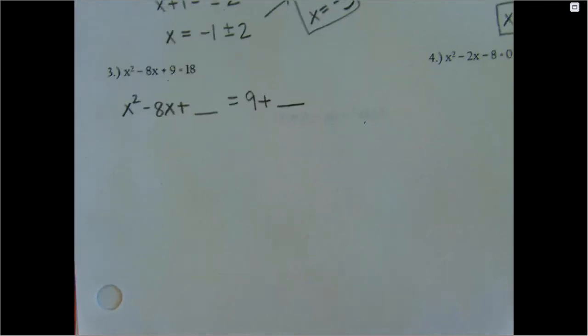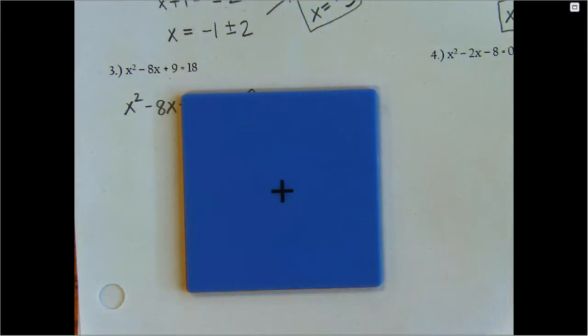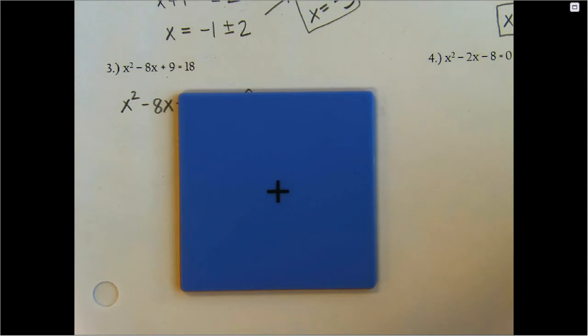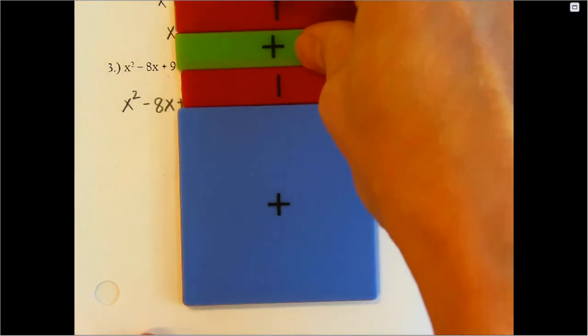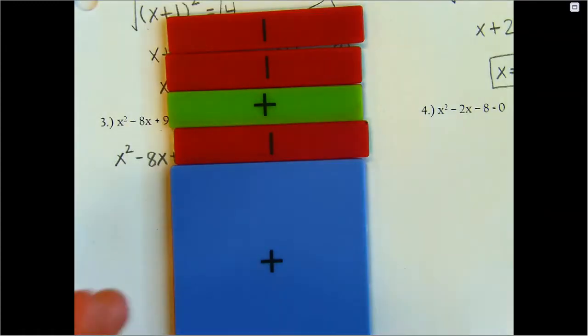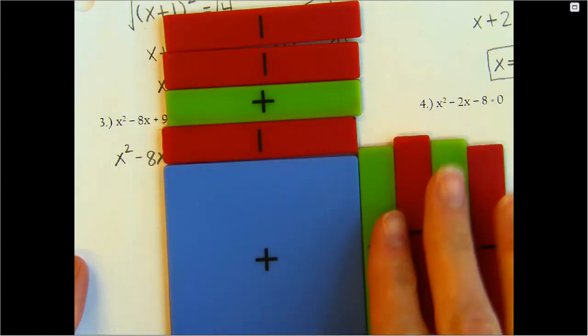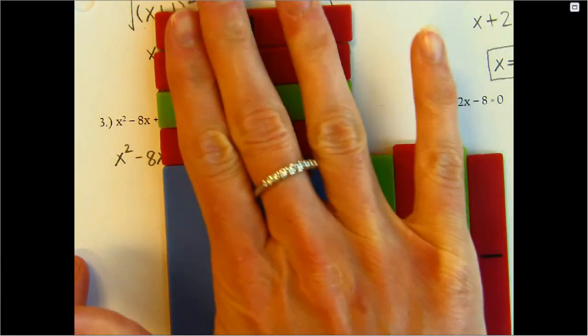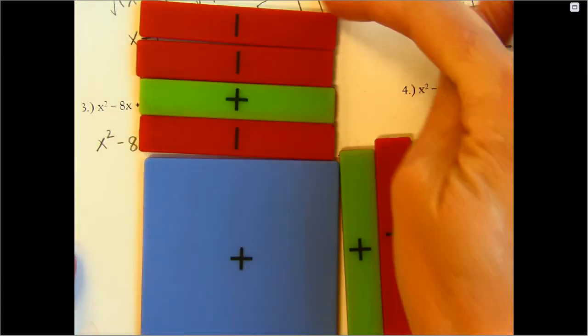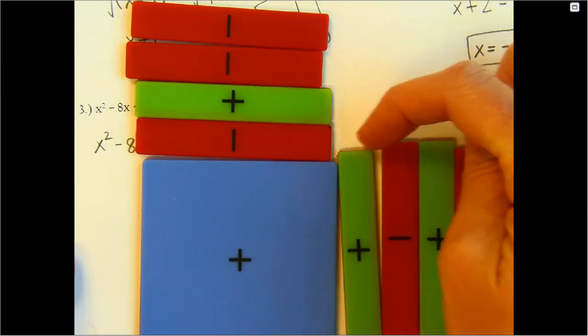All right, so let's think here. So if I've got 8 x's, we're just going to, again, pretend they're positive for this. We'll talk about why you always are adding a positive in a second. So if I've got 8 x's, if I want to make a perfect square, I need to add 4 up top and 4 on the side.